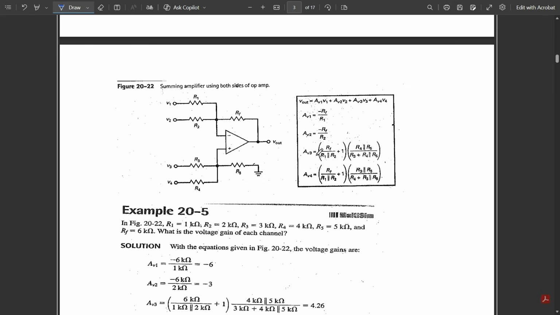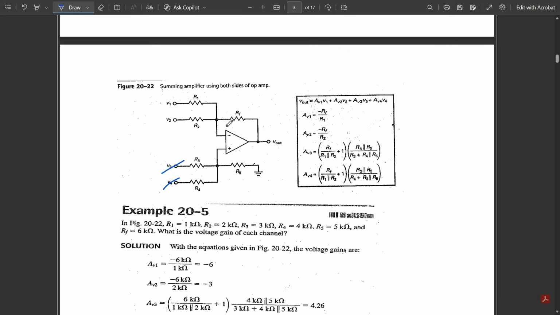So based on the amplifier output provided, we write the overall voltage gain as Av3 equal to RF divided by R1 parallel R2, plus 1, into R4 parallel R5 divided by R3 plus R4 parallel R5. So this is with respect to V3. Now with respect to V4, this term repeats itself, RF divided by R1 parallel R2 plus 1, into, here you do these two in parallel, R3 parallel R5 divided by R4 plus R3 parallel R5.